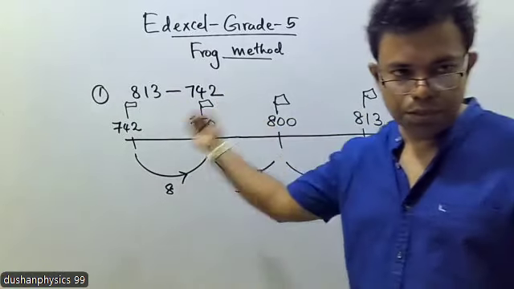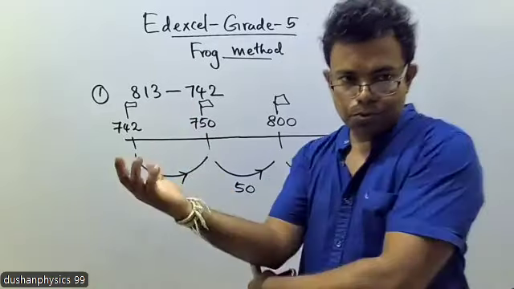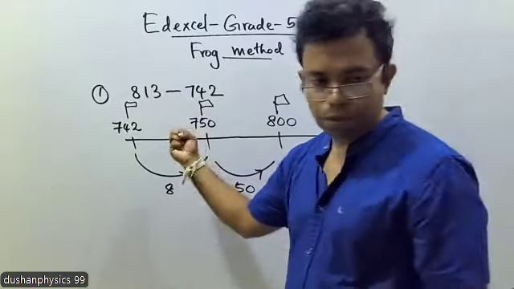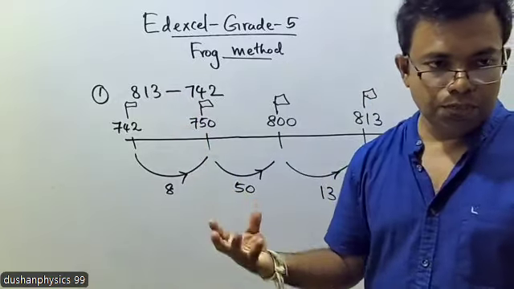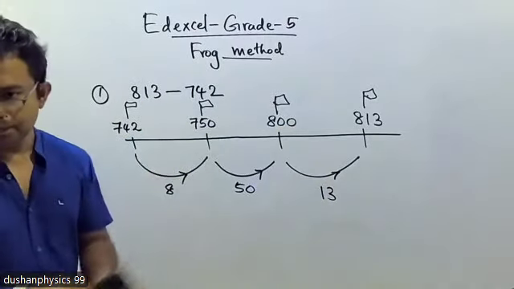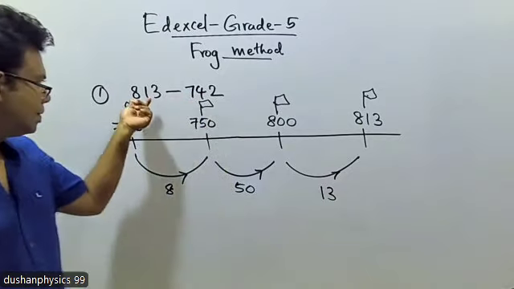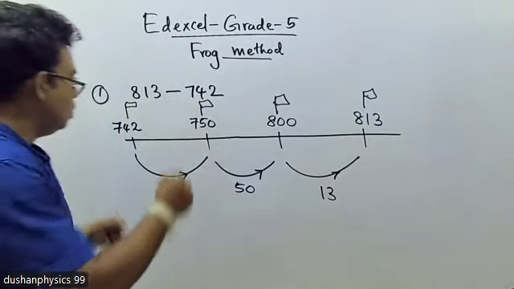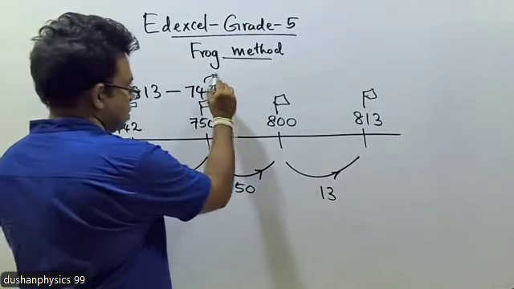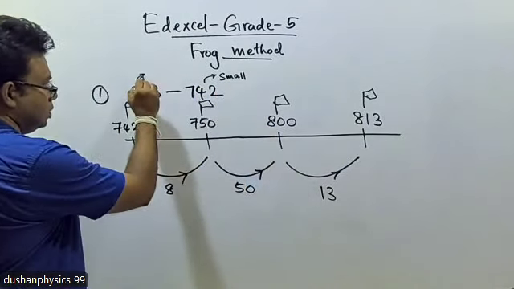This is normal subtraction. But in case they ask you to do this question using the frog method, what is the first step? The step one is, as you can see, 742 is the smallest one. The 813 is the big number. Always select the small number first. This is the small number, and this is the big number.